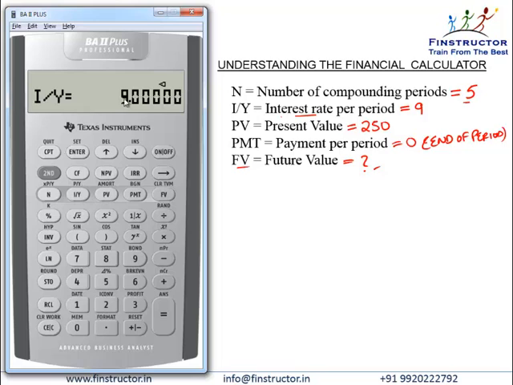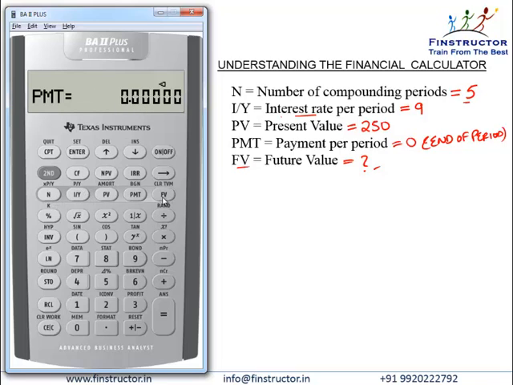So you'll see I by Y equal to 9. Press 250 and then press PV. Press 0 and then press PMT. So we've given the 4 inputs. If you want to check what you have entered or if you think you've entered anything wrong, don't just directly press that variable. That will assign whatever is flashing on the screen to that variable.